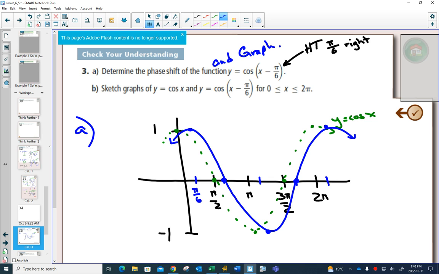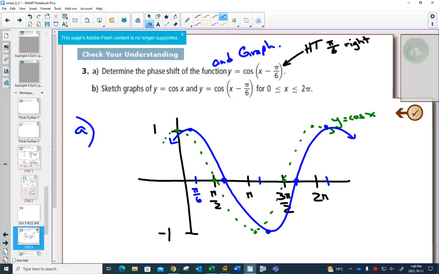And as long as we label one of them, we don't even have to label the other ones. Again, this makes it easier than doing all the math with those 5 points. We just have to shift the original graph, pi over 6, to the right. So we did part B and A at the same time.